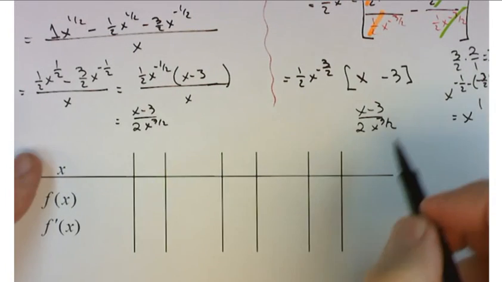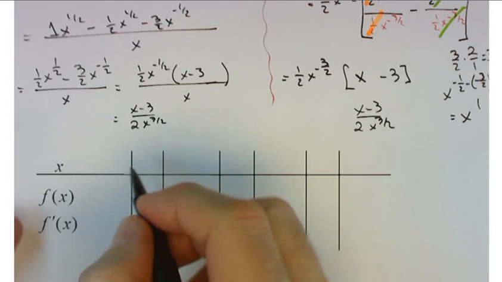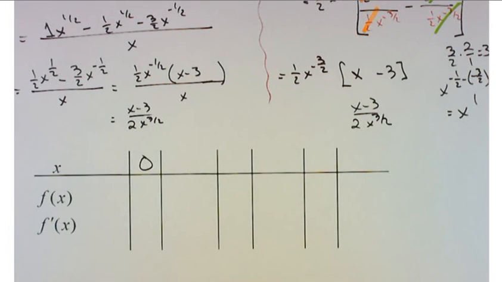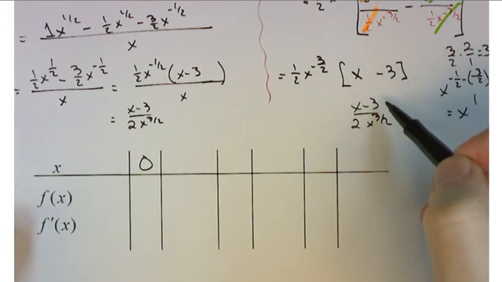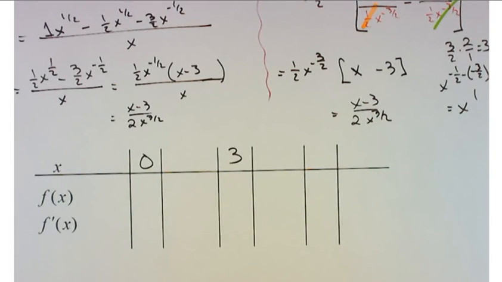So where can this equal 0? Where is it undefined? Well, it's undefined at 0. But 0 is really kind of on the edge of our domain, so we don't really have to worry about that. It can actually equal 0 where the numerator is 0. So at x equals 3. So let's test that and call it a day.